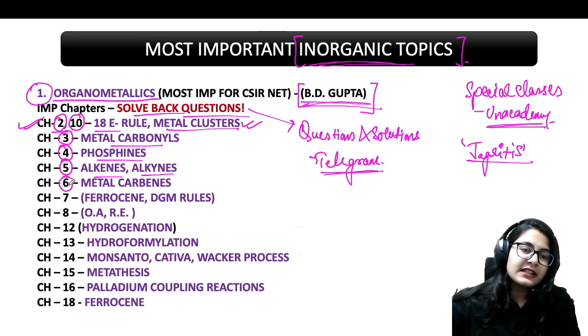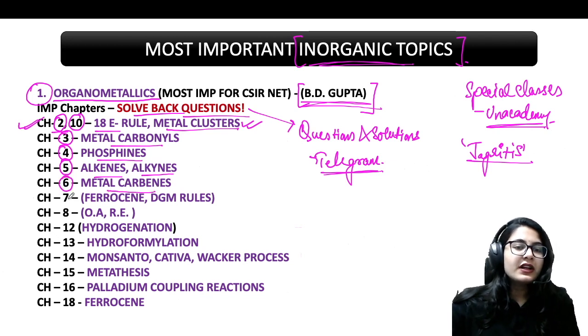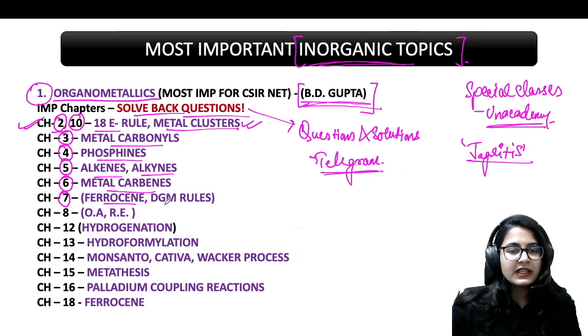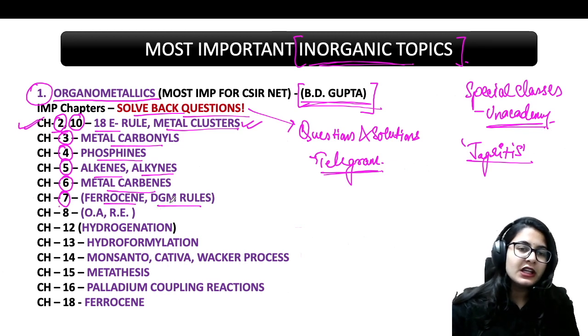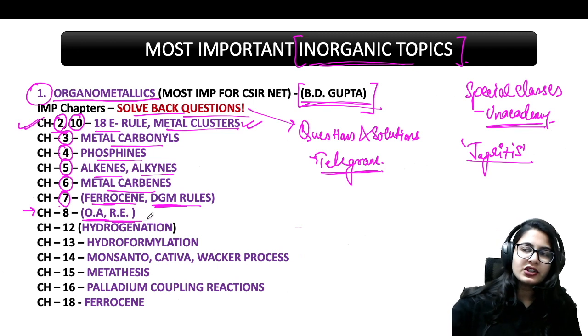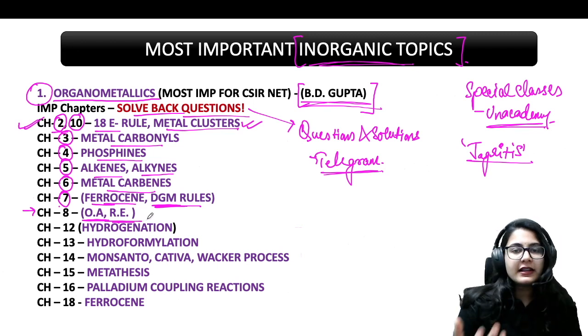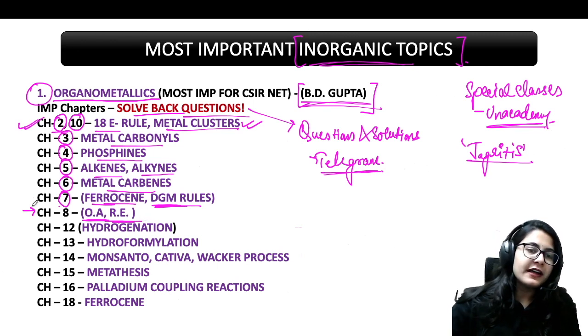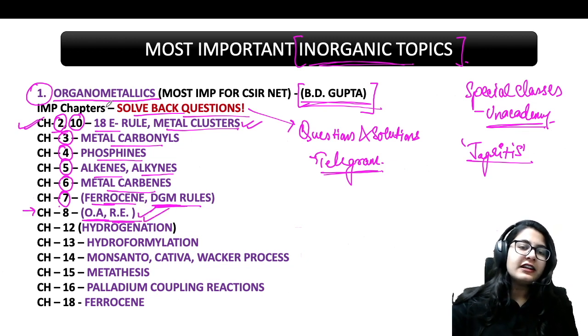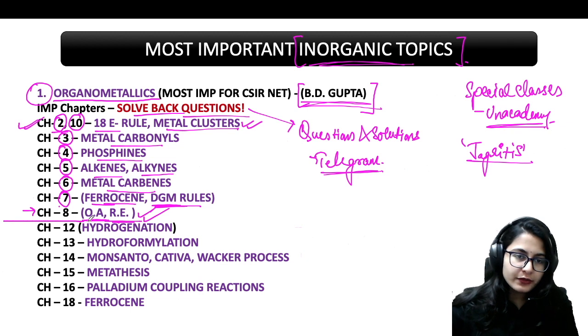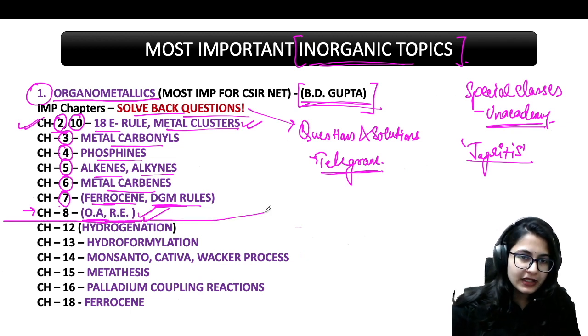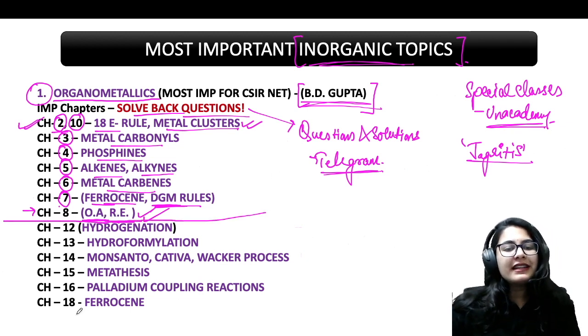Then chapter number 6, metal carbenes. Now chapter number 7, only do ferrocene and the Davies-Green-Mingos rules. It's a huge chapter, so only do ferrocene and the Davies-Green-Mingos rules from there. Okay. Chapter number 8, oxidative addition, reductive elimination, migratory insertion and so on. All of these are basics, right? So till here, it's not a very difficult read. It's not going to take a lot of time till here, but after that you have to be very selective.